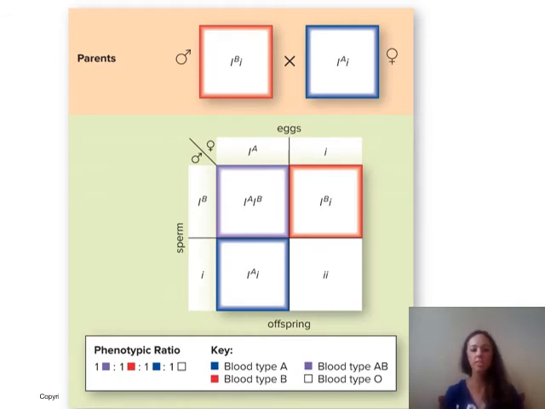With codominance, when 2 heterozygotes for A and B mate, their offspring will show a 1:1:1:1 phenotypic ratio. The children have a 25% chance of getting AB blood, type A blood, type B blood, or type O blood.